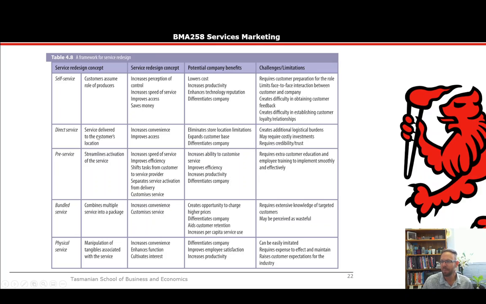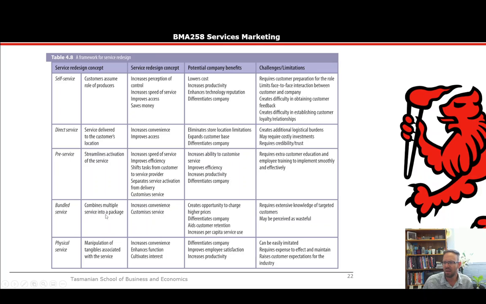A direct service is delivered to the customer's location, like pizza delivery or mobile hairdressing, like heaps of different things. Pre-service streamlines activation of the service, so you could start the delivery process before you've actually got there. Bundled services combine multiple service packages together.